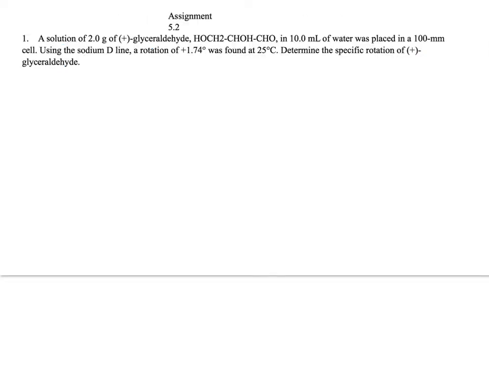Okay, so this is assignment 5.2, and we're going to be talking about polarimetry. This is some math. You're going to need a calculator, and this is how to calculate your specific rotation. Specific rotation is usually noted like this with the alpha, and then the sodium D line is D, and it's at 25 degrees because it's temperature sensitive. And this is basically the formula. It's the observed rotation over your concentration times your length of your cell.